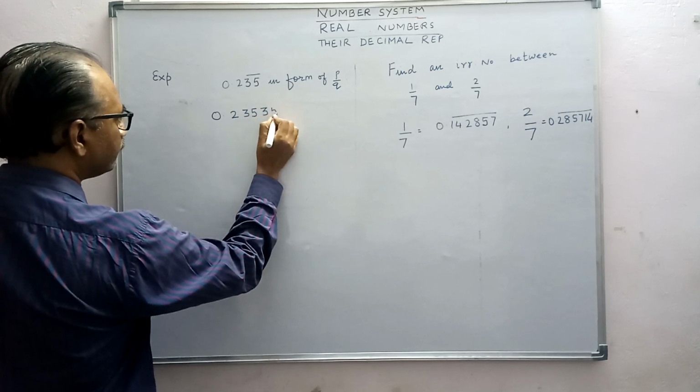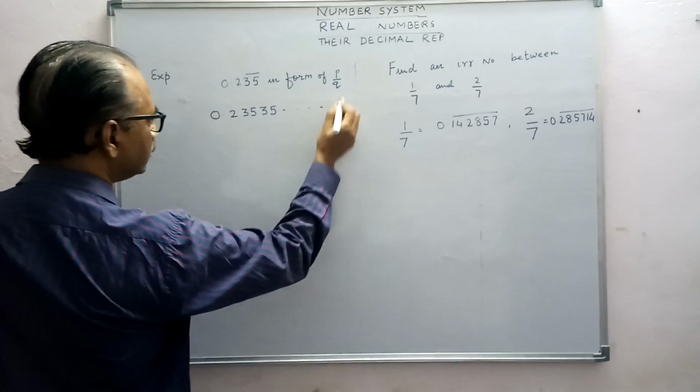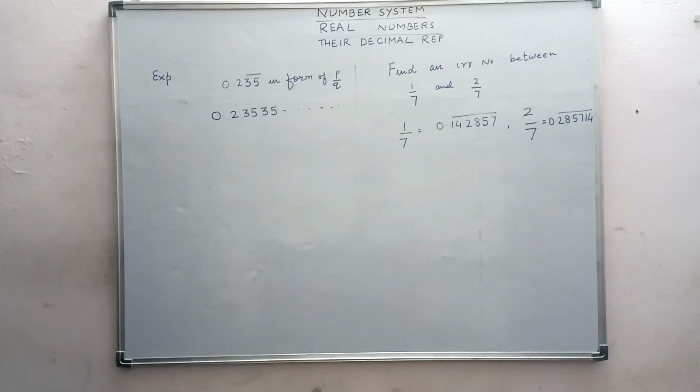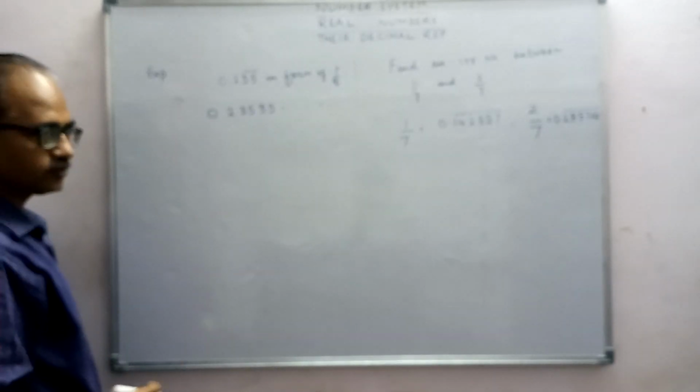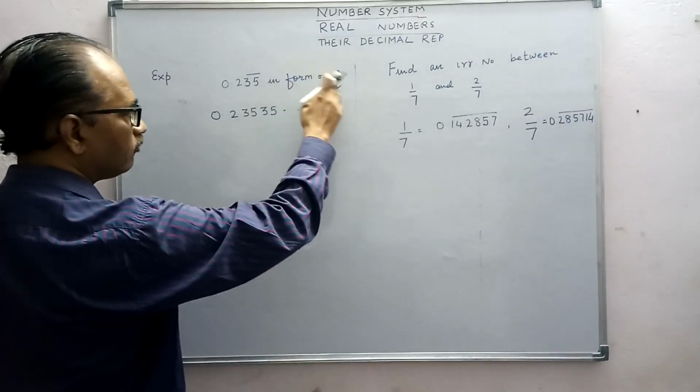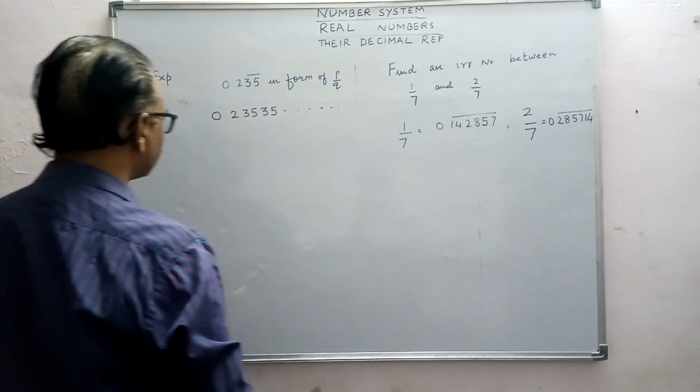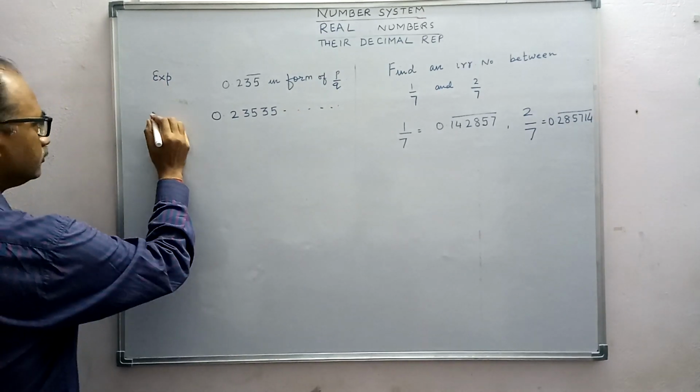0.23535... So you have to express this in the form of P by Q. P by Q is a rational number. This is a decimal representation and you have to convert this in the form of P by Q, that is the rational form.